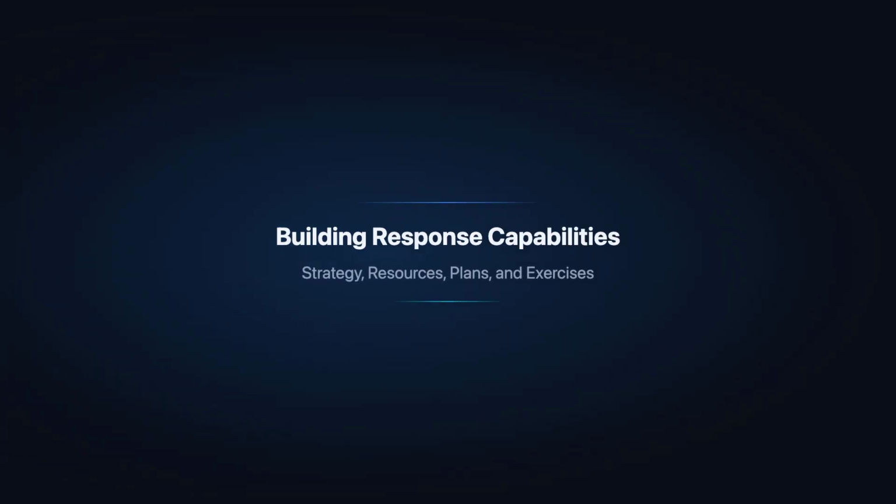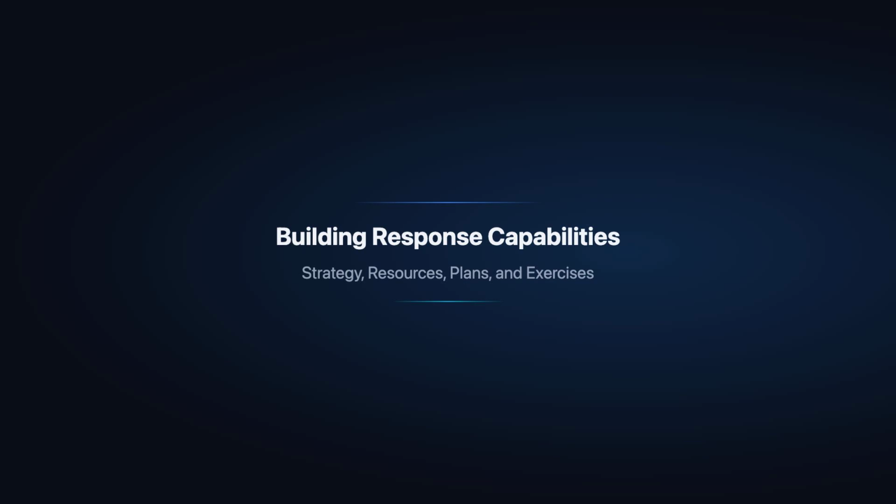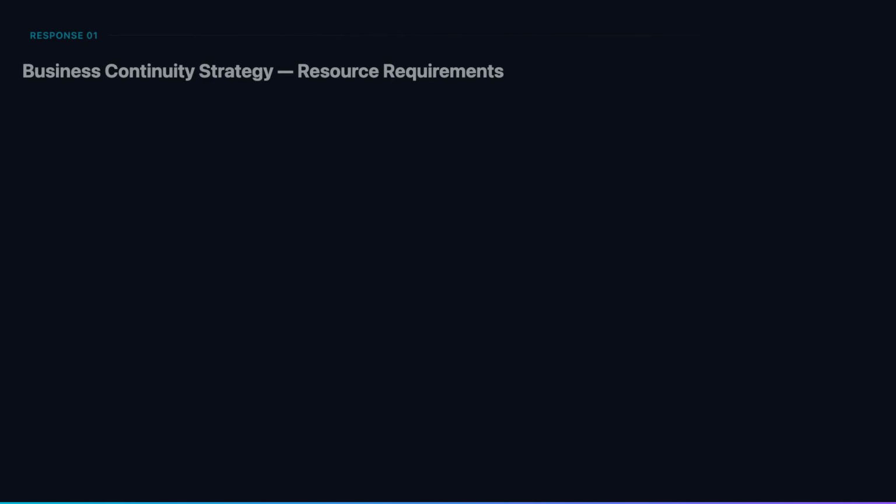With risks assessed and impacts analyzed, the next step is building your actual response capabilities, strategies, resource plans, and the plans your teams will execute during a disruption. Your business continuity strategy must address 7 resource categories. Each one must have a recovery approach and fallback options.